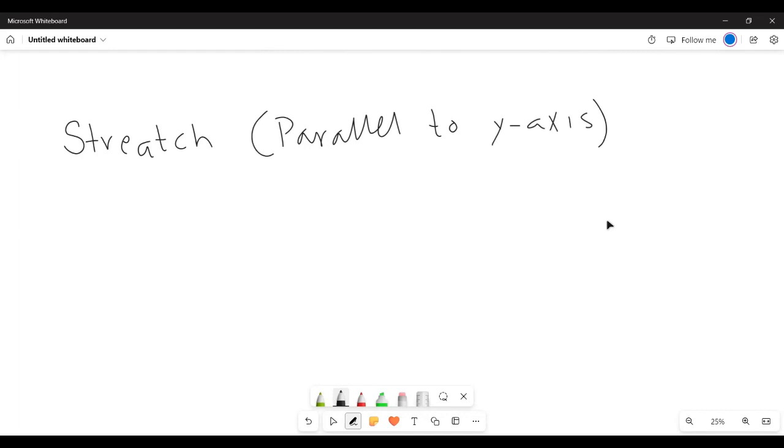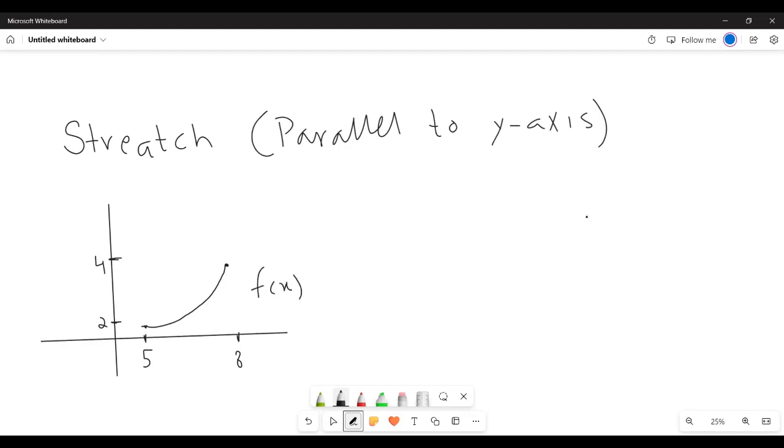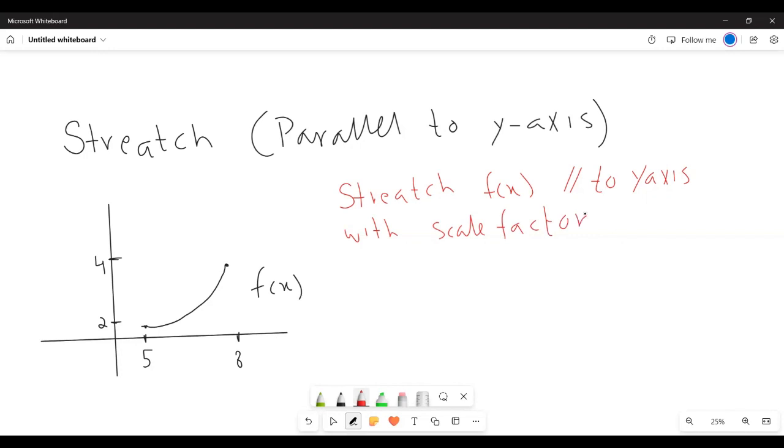Okay, so here's a graph. Let's say it's like this. This is 5, that's 8, that's 2, and that's, let's say, 4. And this is f(x). So if you have to stretch f(x) parallel to the y-axis with scale factor, or stretch factor, let's say 3, then 3 is the scale factor and you're stretching it parallel to the y-axis.